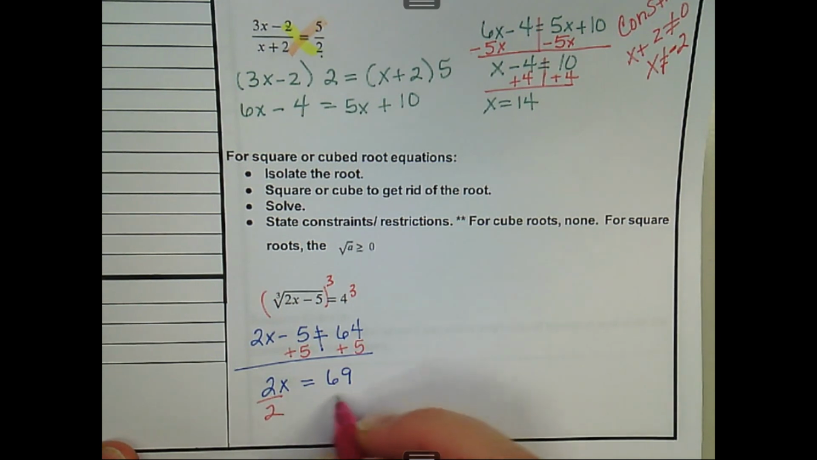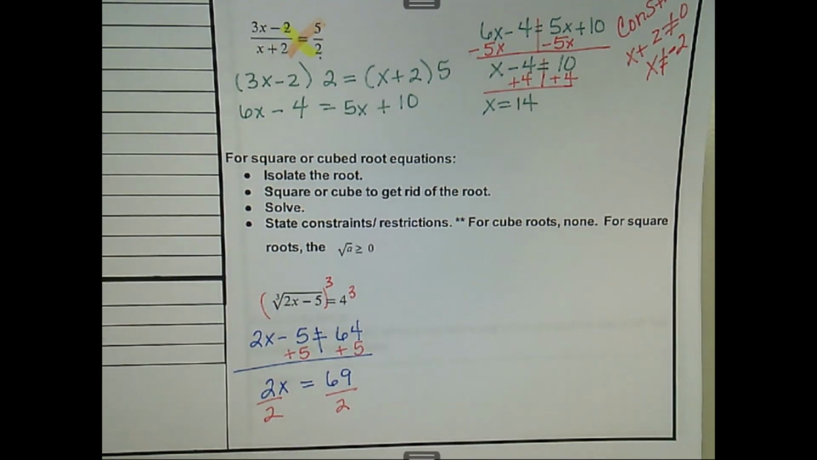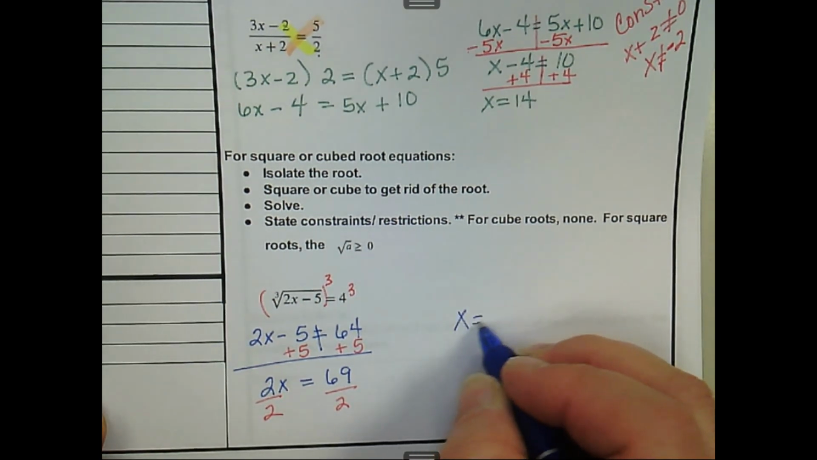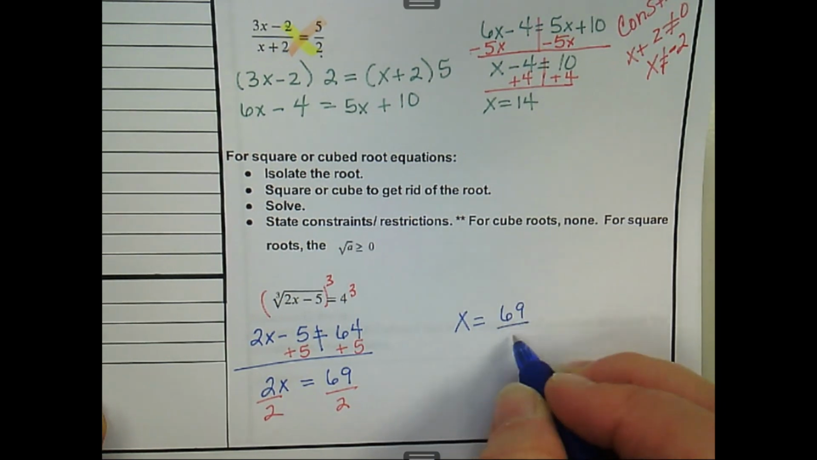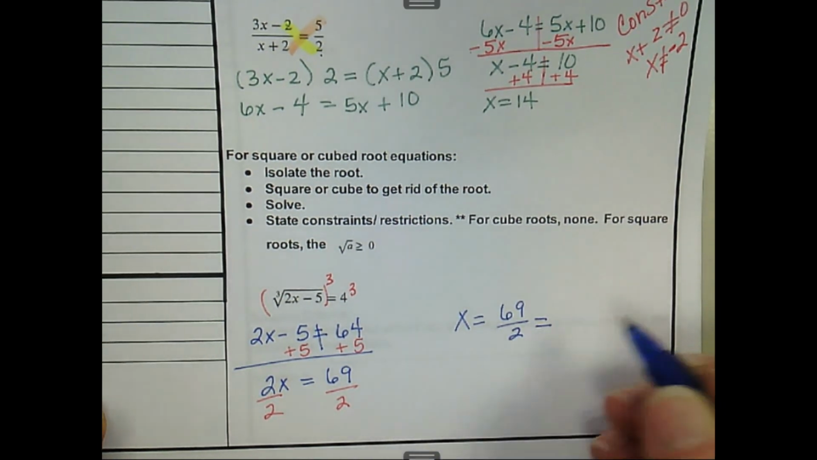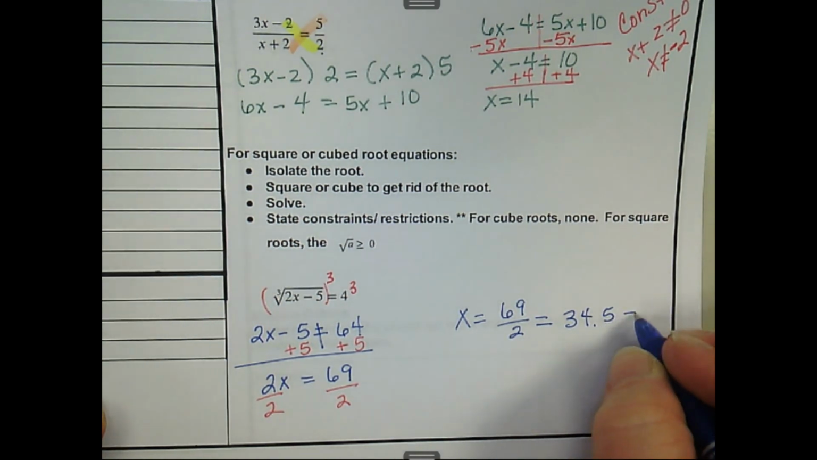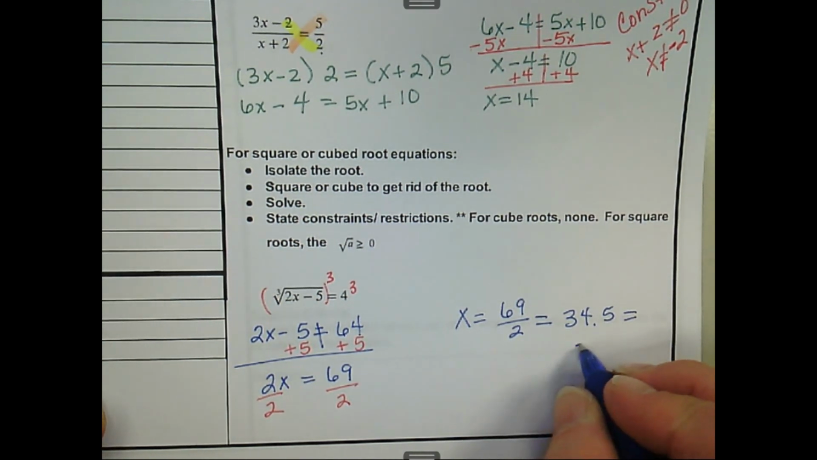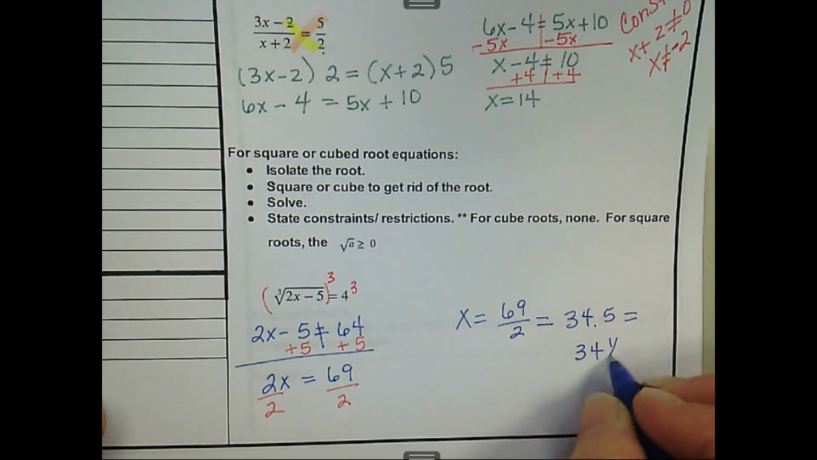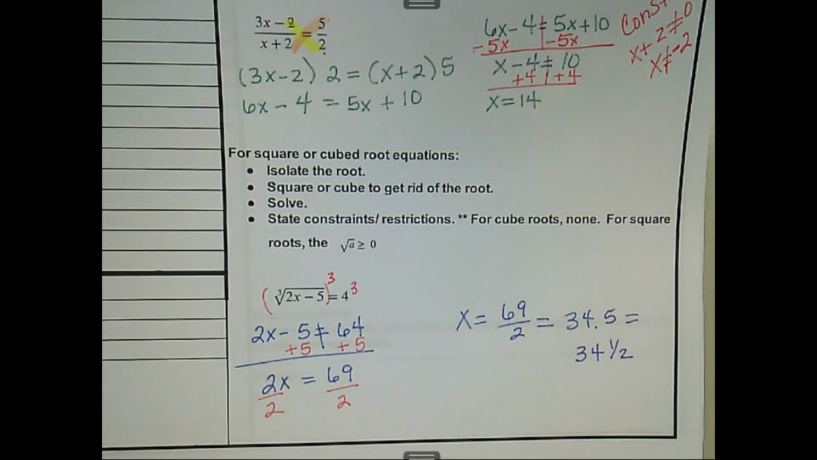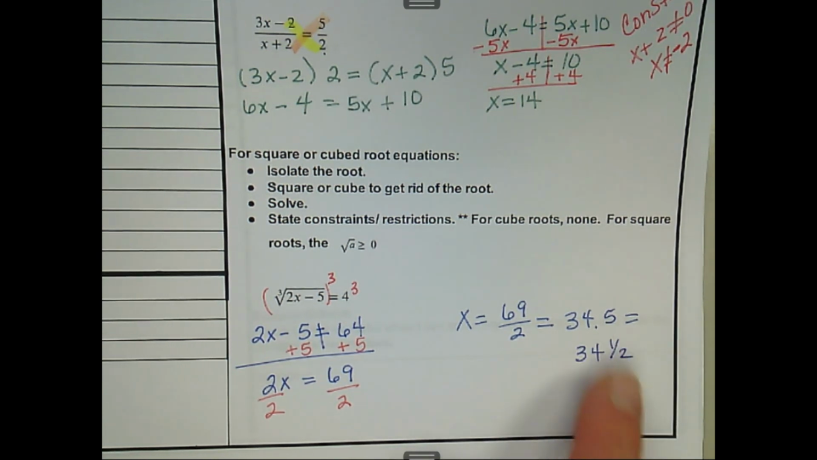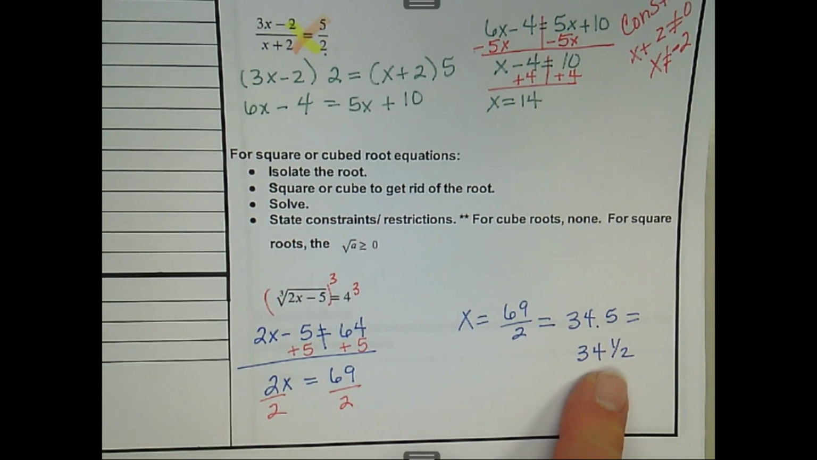Divide both sides by 2. And x is equal to 69 halves, which is equal to 34.5, which is also equal to 34 and 1 half. All of these would be the correct answer to the problem. Normally, we'll see it either as an improper fraction or as a decimal, but we might also see it as a compound number.